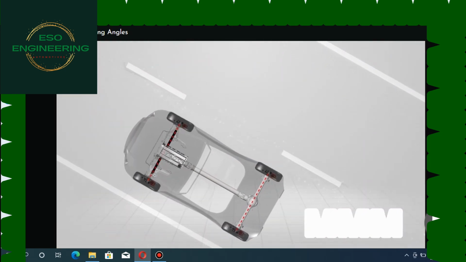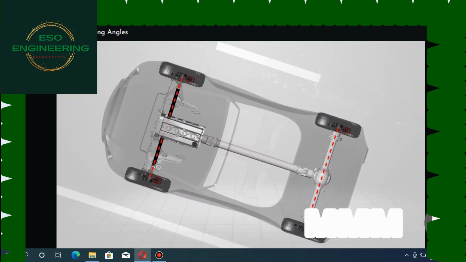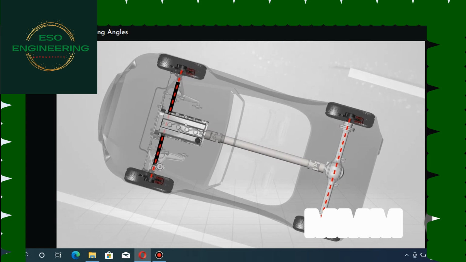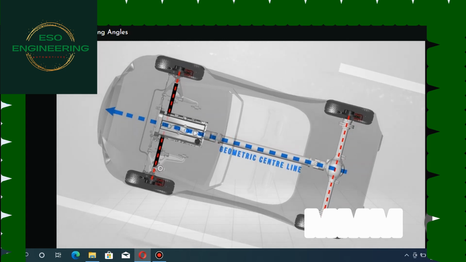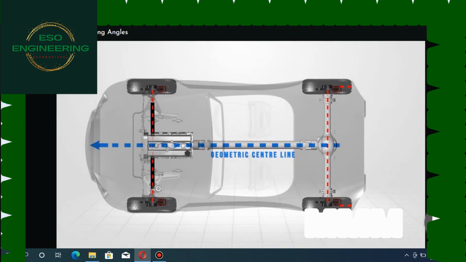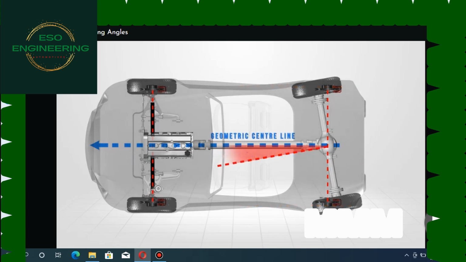A vehicle must be set up so the rear axle follows the front when travelling in a straight line. The geometric centre line must parallel the road direction. This is only the case when the rear axle toe is parallel to this same geometric centre line. If there is a difference, this new line from the rear axle creates an intersection with the true vehicle centre line and produces the thrust angle.